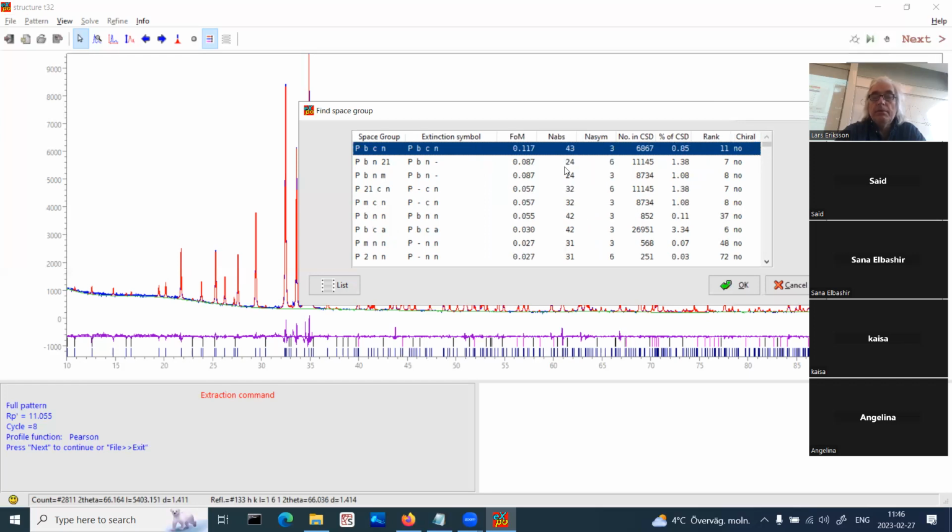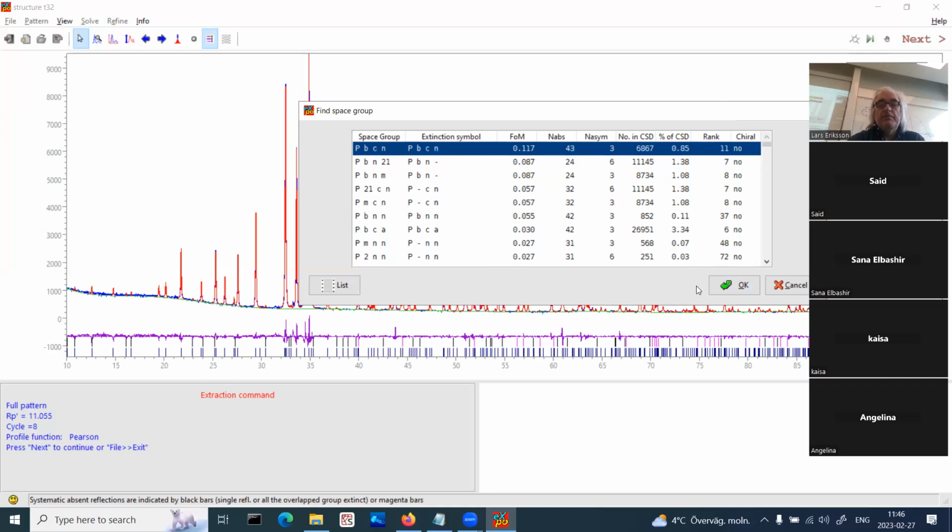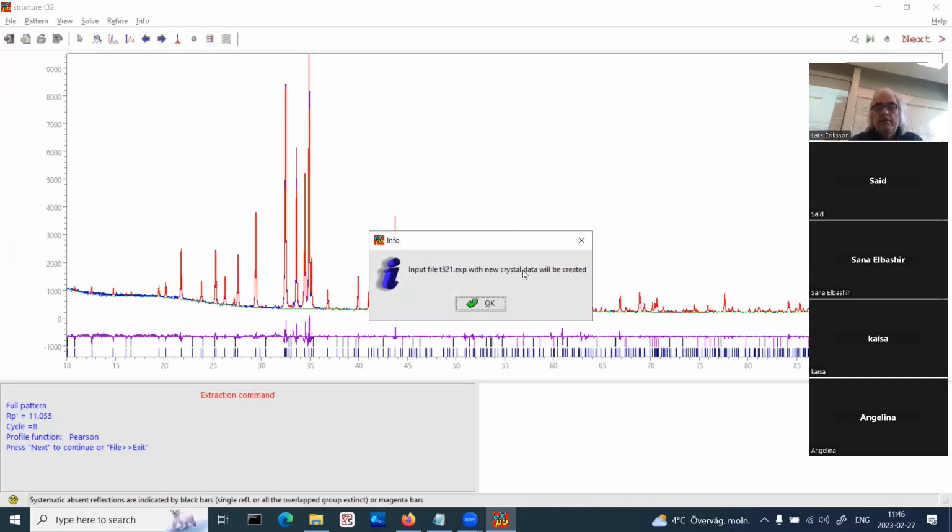I don't know the definition of these. This is centrosymmetric, compared to this one that is non-centrosymmetric. I know that because I've been at these space groups before. You need to look them up in tables. This is number 60, and I don't remember the number of this one, but somewhere below. So I suggest we choose PBCN and see if something happens. It will create a new data input file. Yes, okay.